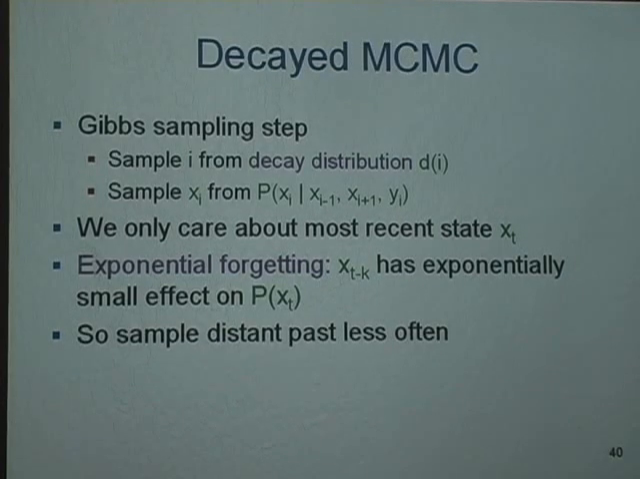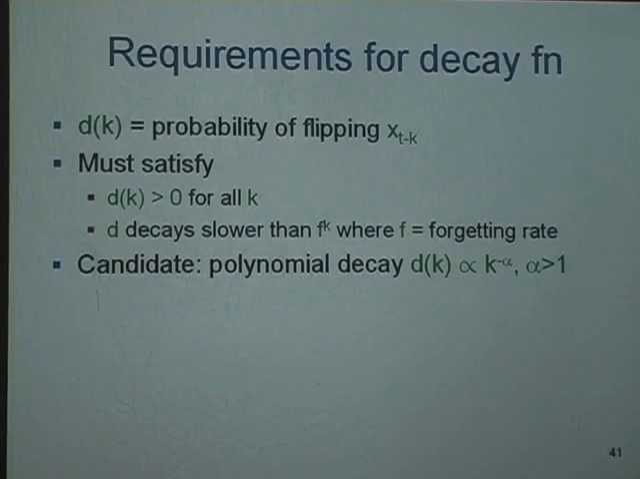And the way you can do this is by just changing Gibbs sampling. So instead of flipping a uniformly randomly chosen time step, we're going to choose from this decay distribution, which is biased towards the recent past. And what do we want from this decay distribution? Well, it has to be positive for all times, so we should have some probability of being able to sample any time, no matter how far back it was. That's for correctness. And intuitively, it should decay slower than the forgetting rate of the physical Markov chain. And it turns out that a polynomial decay will do all those things.